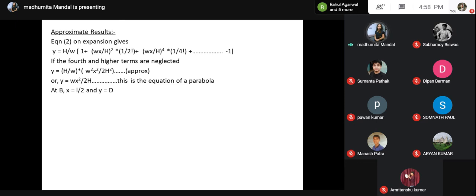Now at B, this x is replaced by l by 2 and y is replaced by d. So the equation for sag will become d is equal to w l square by 8h. So this is the equation for the sag, where w is the weight per unit length, l is span length, and h is the horizontal tension.